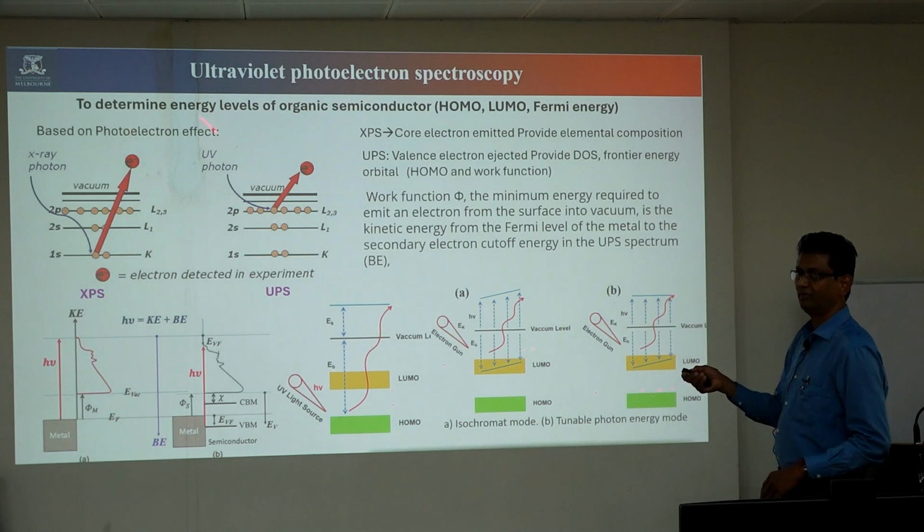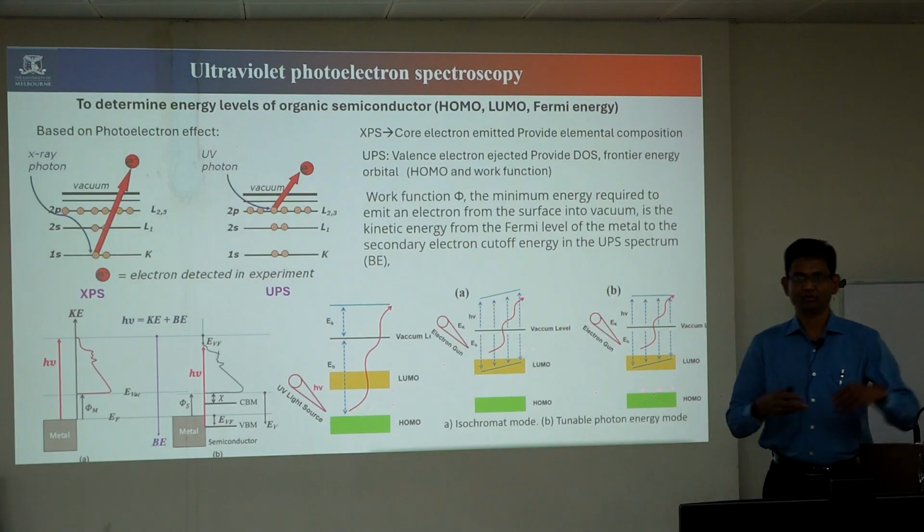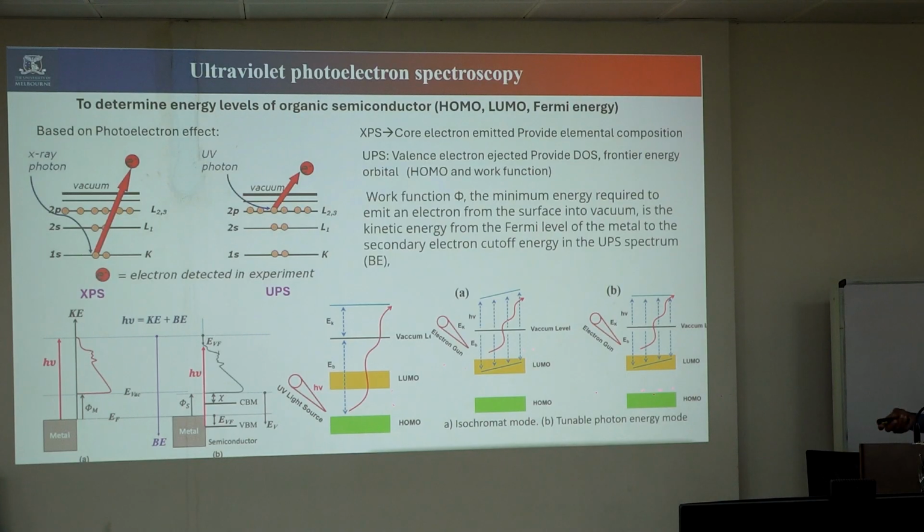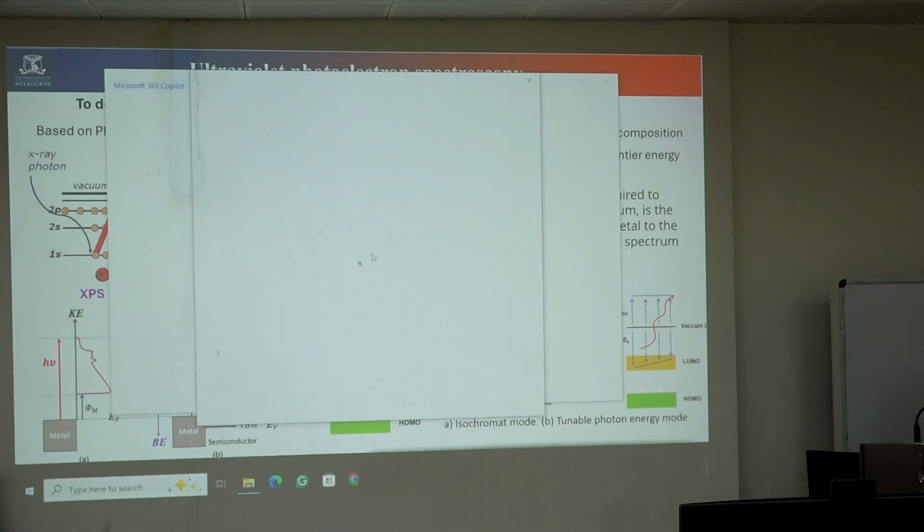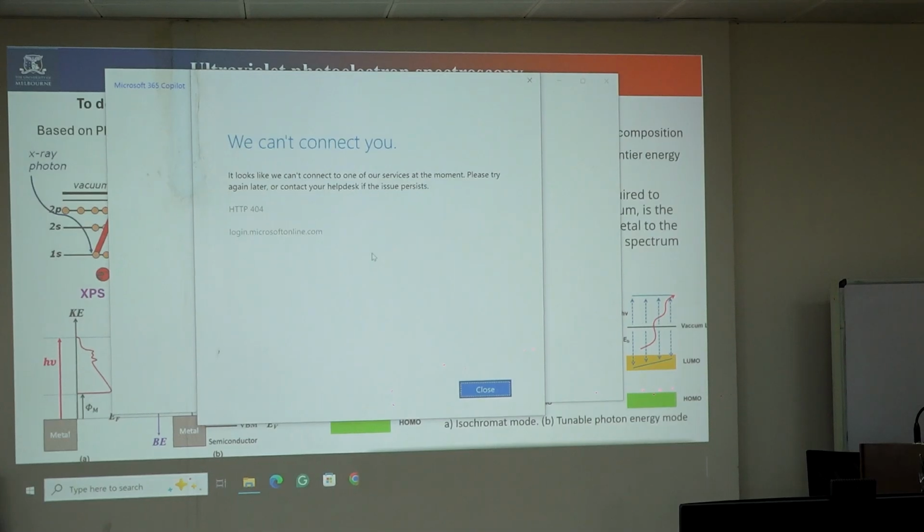So those electrons will come out when you use that low energy, because everything depends on what we are probing.